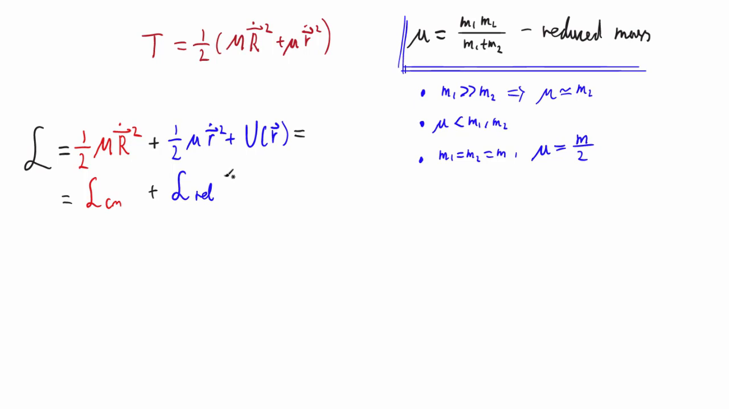Now because what we have here is a Lagrangian that can be written as a sum of two Lagrangians which depend on different variables, because we can do that, this means that the solutions for the motion are completely independent of each other in capital R and little r. In other words, the center of mass motion and the relative motion can be solved as separate problems.